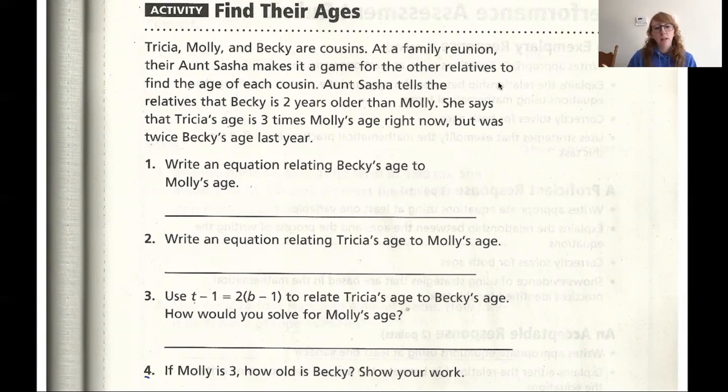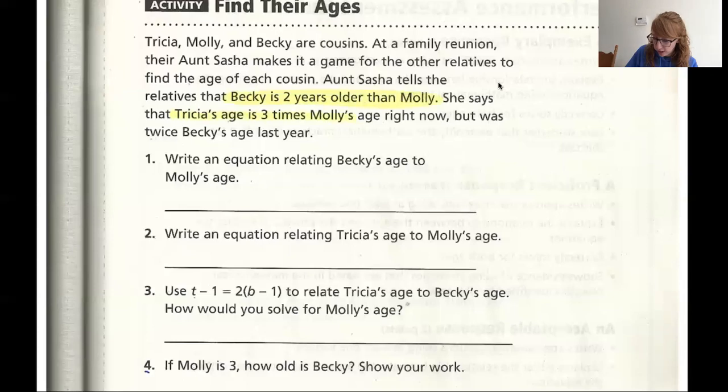So when we look back through that little paragraph, we're going to highlight some things that are important. First, it's important that we know that Becky is 2 years older than Molly, so we're going to highlight that so that we can remember that. It's also important that we know that Trisha's age is 3 times Molly's age right now, but was twice Becky's age last year. So that could be important too.